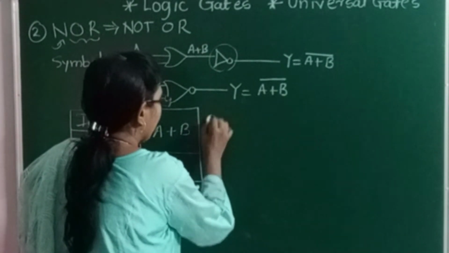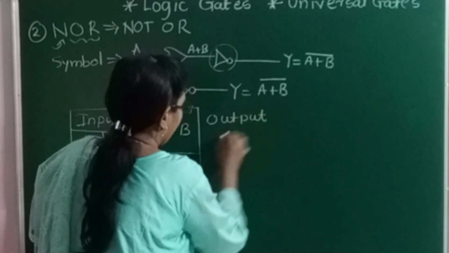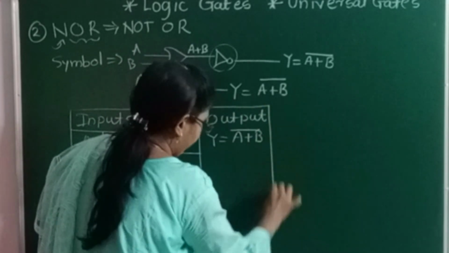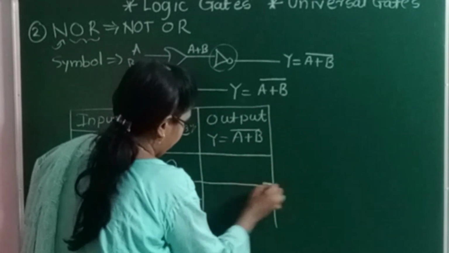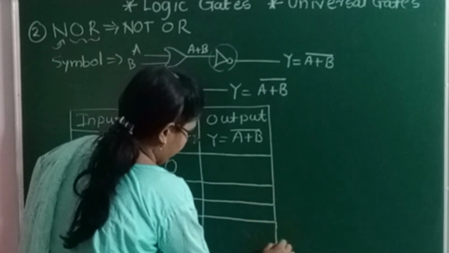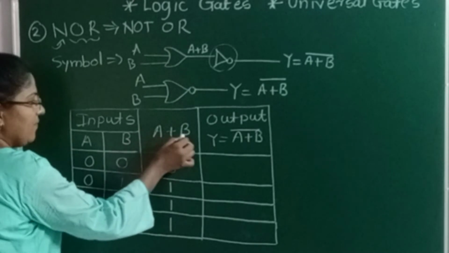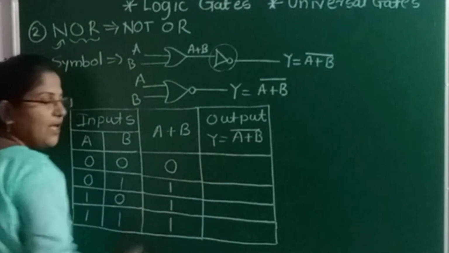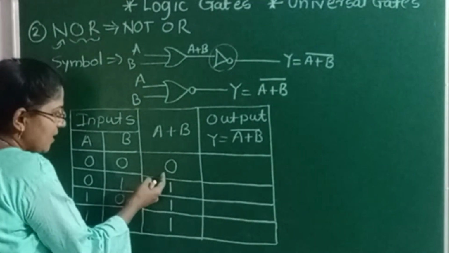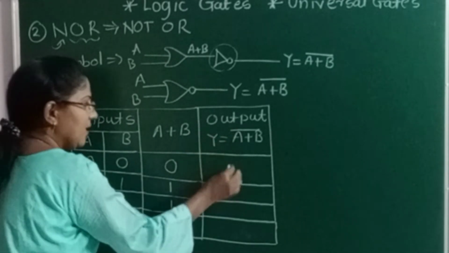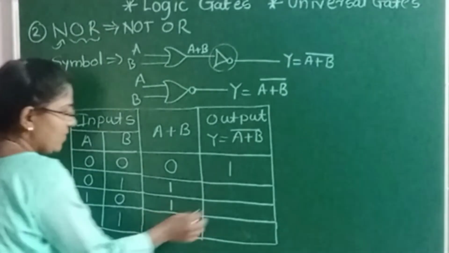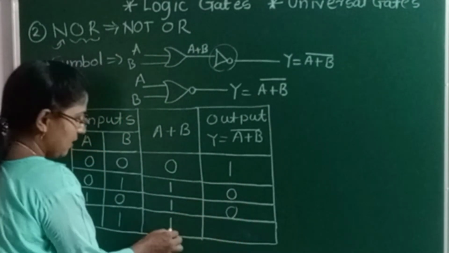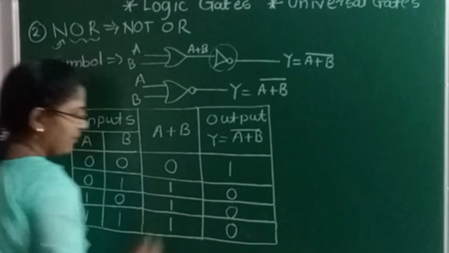Now next is what? A plus B whole bar. So here I will write output Y equal to A plus B whole bar. Now you can see the A plus B values are here. Okay, I got the values of the A plus B. By using these values, I will find out the A plus B whole bar. The value of A plus B is 0. So when I take its complement, it will become 1. Next value is 1. So here value will become 0. Again the third value is 1. So 0. See here the next value is 1. So output will be 0.